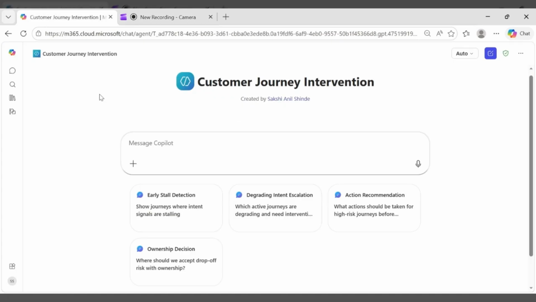This is a customer journey intervention agent. It is designed to monitor the active digital journeys and detect when customer intent starts to stall or degrade. Instead of relying on post-conversion insight, this agent will identify the hesitation signals in real time, and it will recommend the action before the conversion is lost. So let us test the agent.